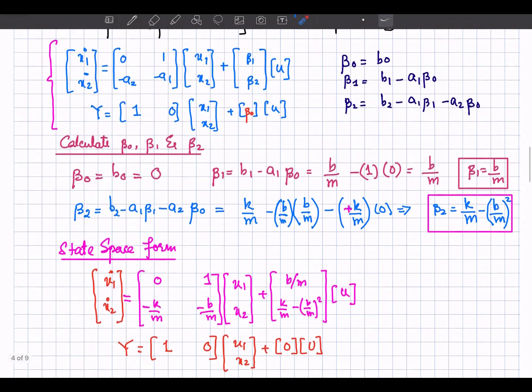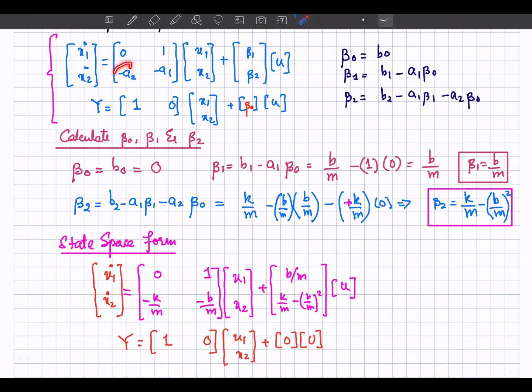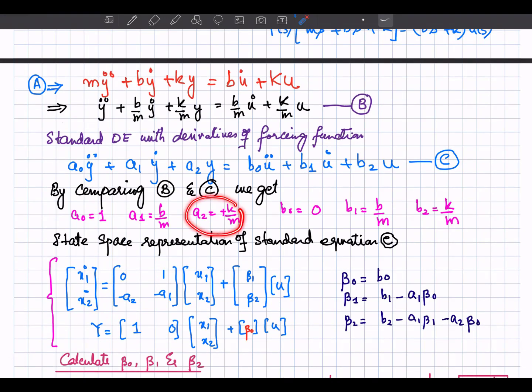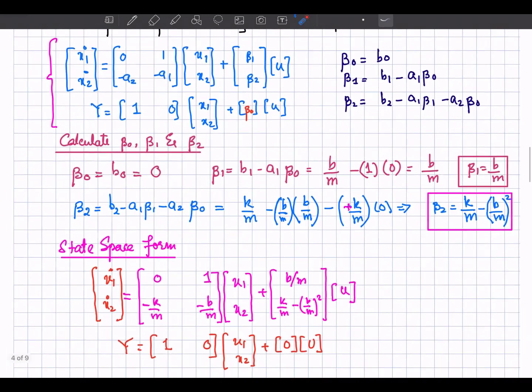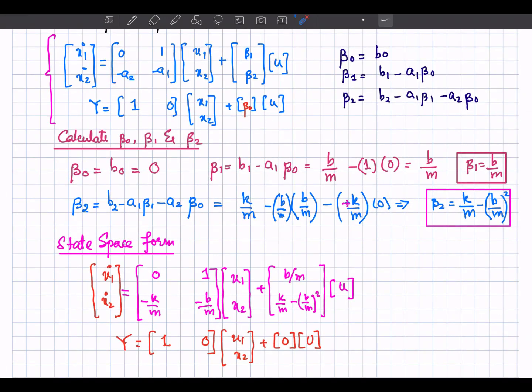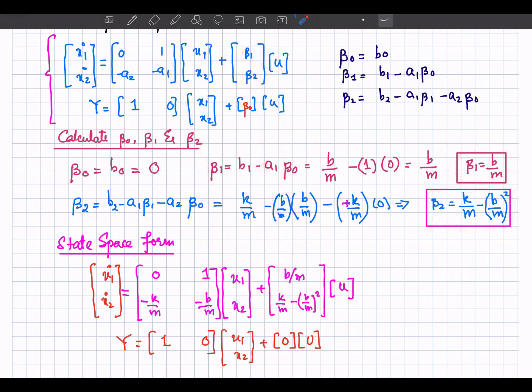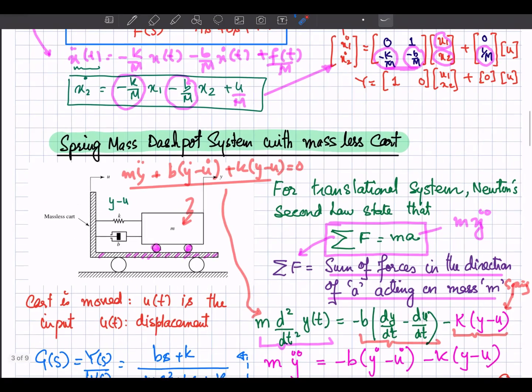Now we can write down the state space equation just by replacing these values. A2 is equal to k by m, and in the state space form we have minus a2, so minus k by m, then minus a1, that is minus b by m. Then taking the value of beta 1, beta 1 is b by m from here, then the value of beta 2, which is equal to this one from this expression. So we can write down the state space equation for this mechanical system.